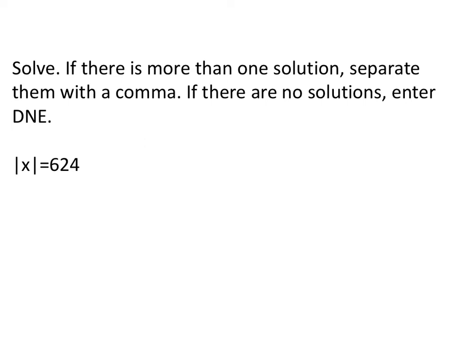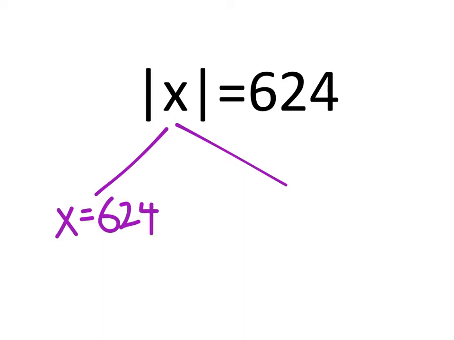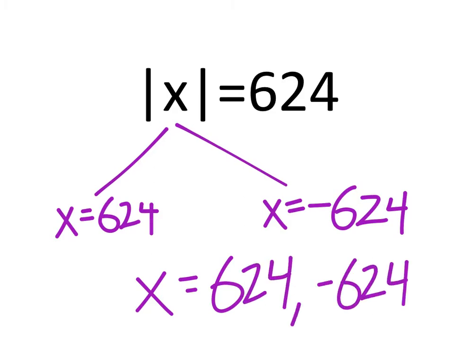Maybe there's less calculation, but I would look at this and ask, what values are 624 away from 0? If we said x was 624, that would give us a true statement in the original equation. But if I also said that x was equal to negative 624, it would still give me a true statement. On the homework you are going to be listing this as 624, negative 624.